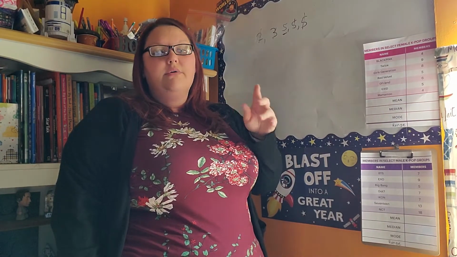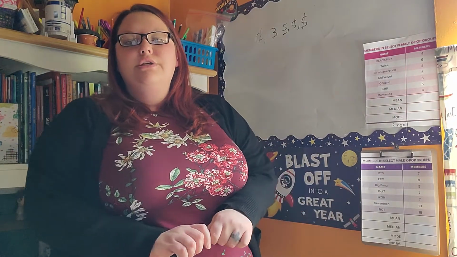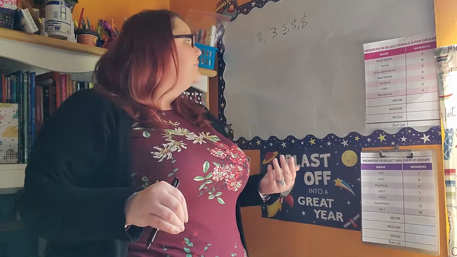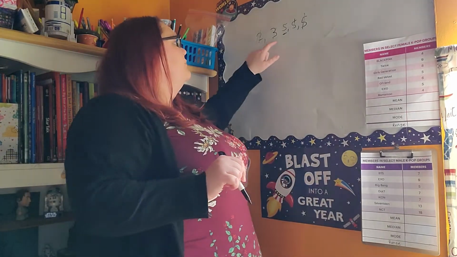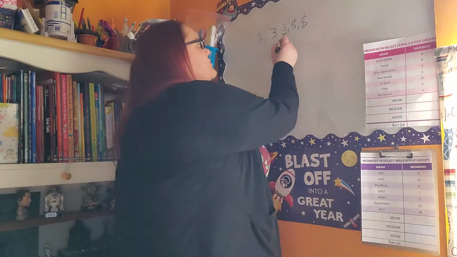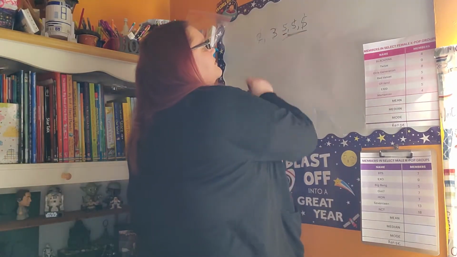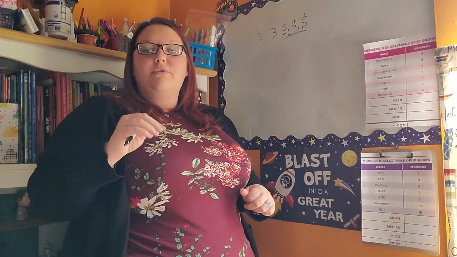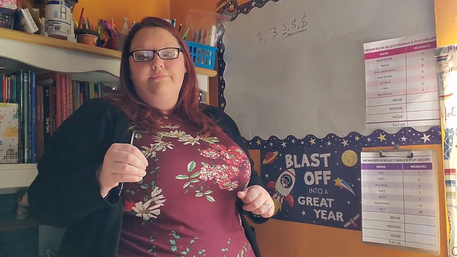Okay. All right, the next thing we're going to do is mode. And mode is the number that occurs the most frequently. And if we have 2, 3, 5, 5, and 5, the number that's going to be occurring the most, of course, is going to be these 5s. Because you have 3 5s. So the mode is 5.